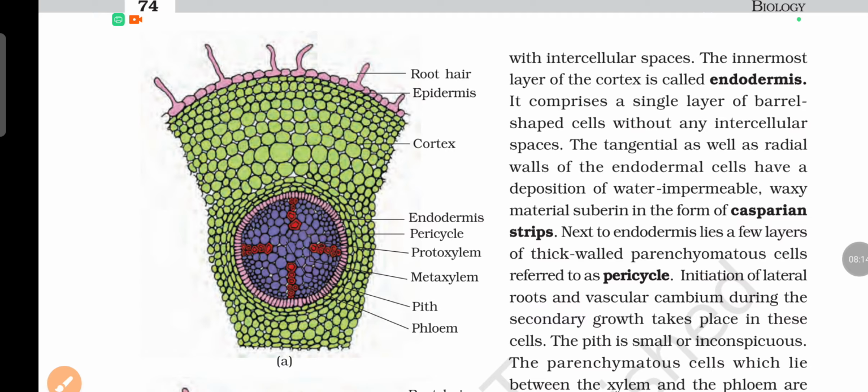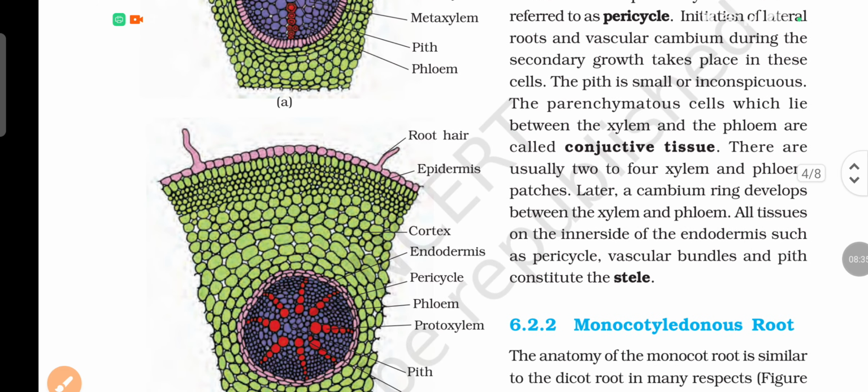The tangential as well as radial walls of the endodermal cells have a deposition of water-impermeable waxy material suberin in the form of Casparian strips. Next to endodermis lie a few layers of thick-walled parenchymatous cells referred to as pericycle. Initiation of lateral roots and vascular cambium during the secondary growth take place in these cells.